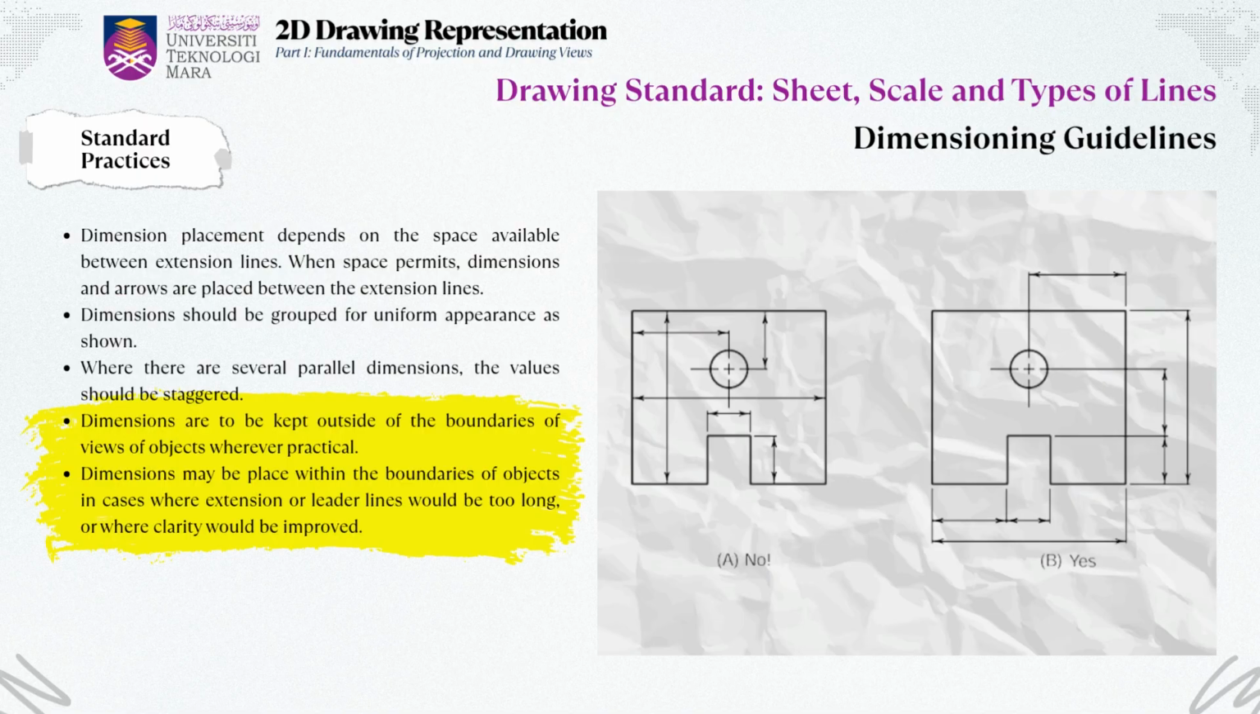But there are some exceptions. If placing the dimensions outside would require very long extension or leader lines, or if putting the dimension inside the object view actually improves clarity, then it's acceptable to do so. The goal is always to make the drawing as easy to understand as possible. So in short, placing your dimensions carefully, keeping them readable, neat, and logically arranged, is just as important as choosing the correct measurements. These good practices help ensure your technical drawings communicate the design clearly and professionally.